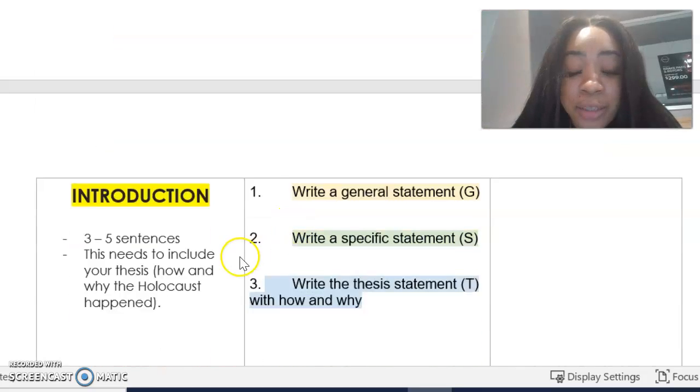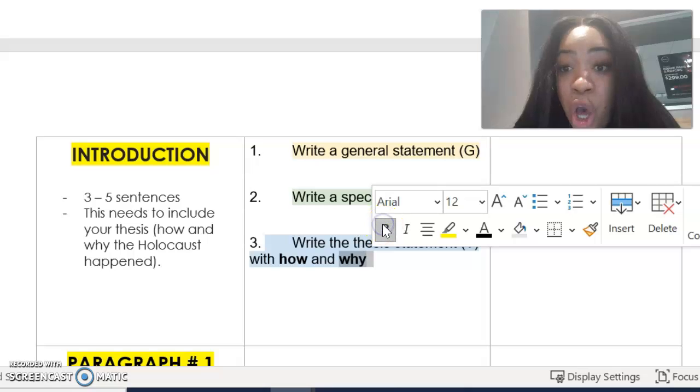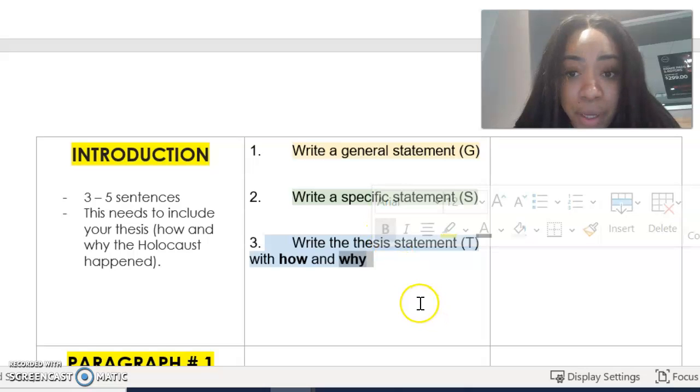Then you need to write a specific statement about the Holocaust, specific to what your question is, how and why the Holocaust happened. You're not necessarily giving me your thesis, but specific to the Holocaust. Then you're going to give me your thesis statement, which tells me how and why the Holocaust happened. So I know that my first body paragraph is going to be how the Holocaust happened. I know that my second body paragraph is going to be why the Holocaust happened.